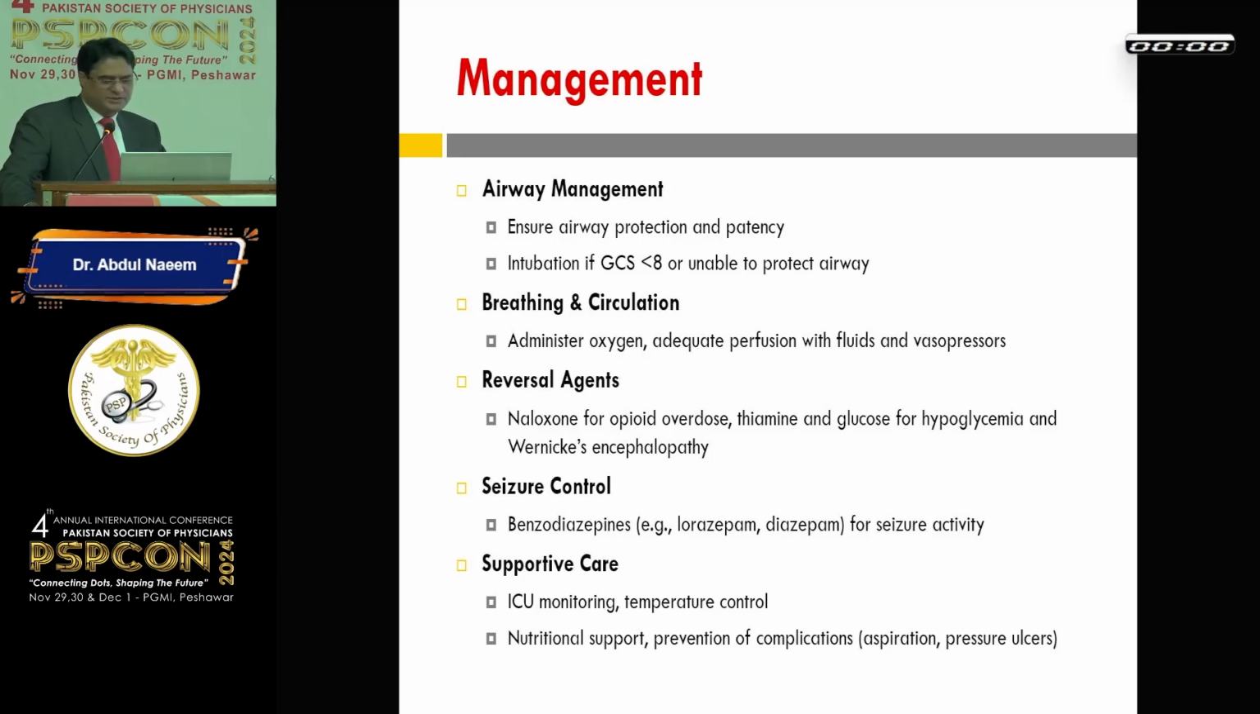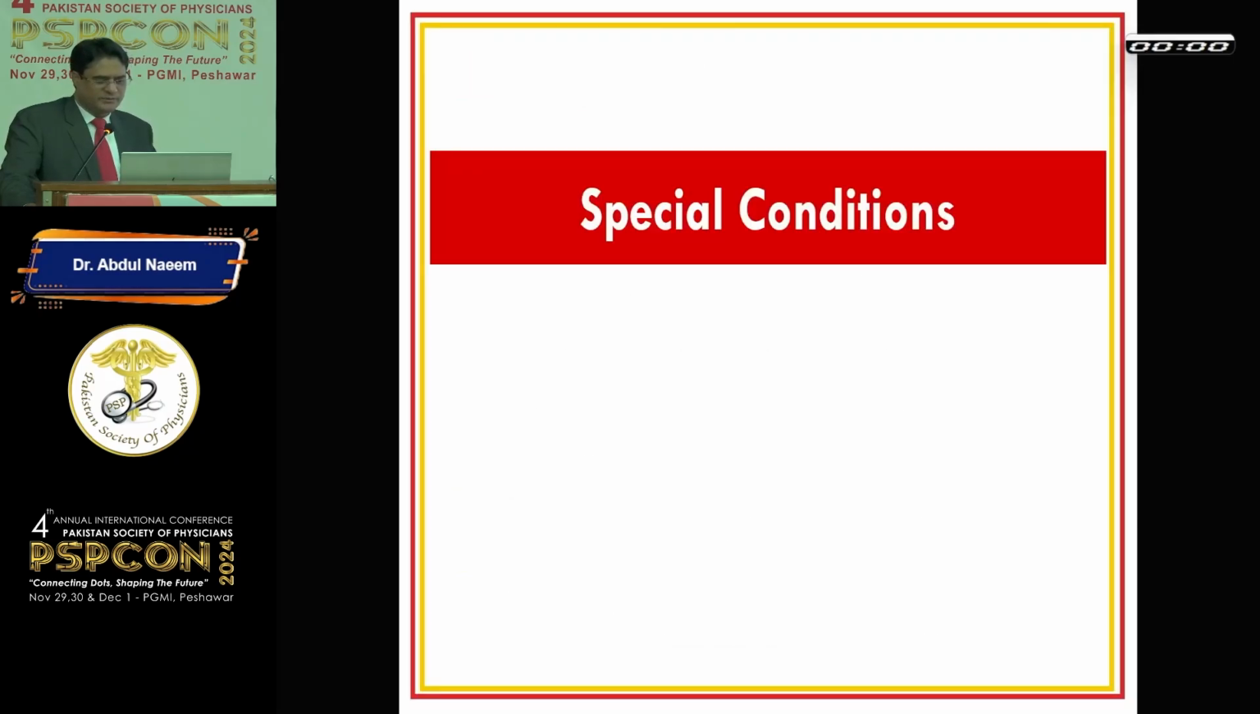Airway management: ensure airway protection, and intubate the patient if GCS is low, usually less than 8. Oxygen we have given. If the patient has taken toxins, like poisoning with drugs, we can give naloxone for opiates, flumazenil for benzodiazepines, and pyridoxine for organophosphorus. Seizure control and supportive management.